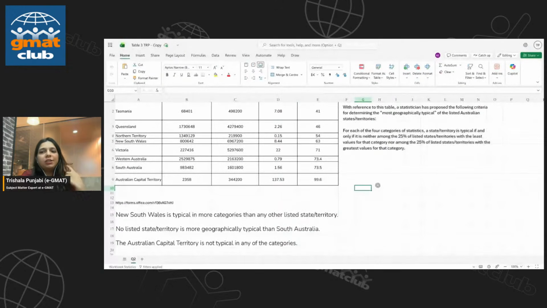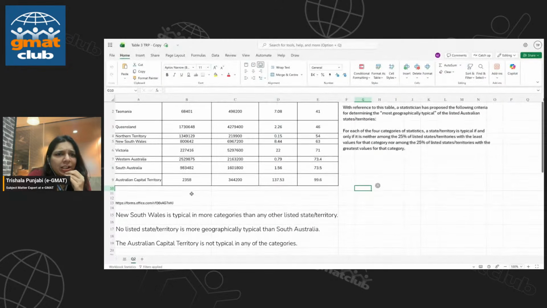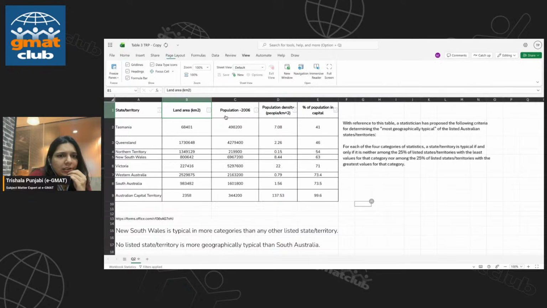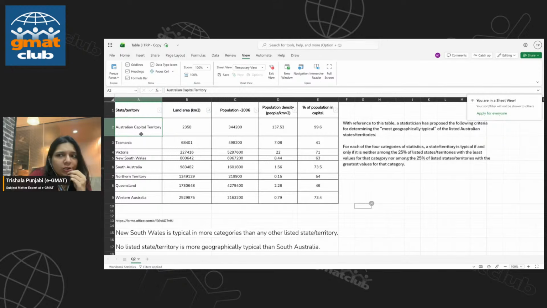All right. So if I just try to sort it here, if I sort land area, what is the top two? Australian territory. Is my screen visible, guys? Okay. So, what are my top two? My top two are Australia and Tasmania. What are my bottom two? Queensland and Western Australia. So, my middle four, they are the typical ones.